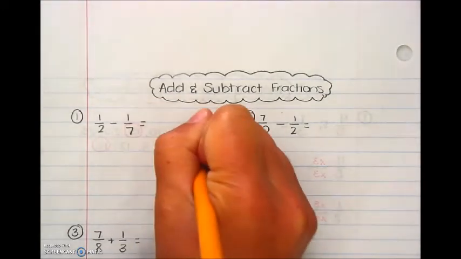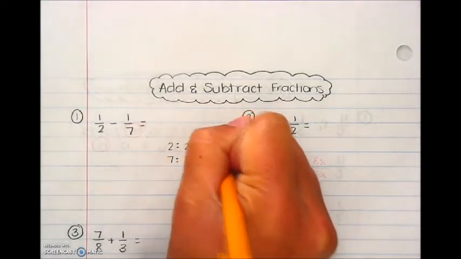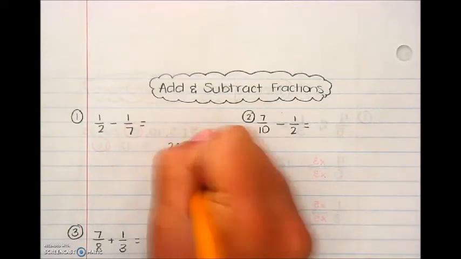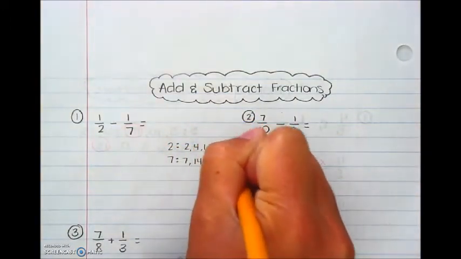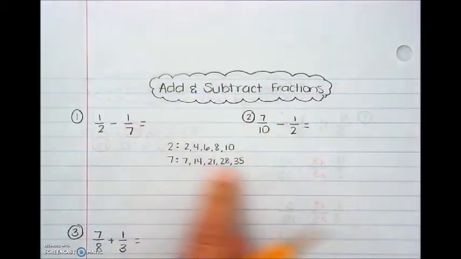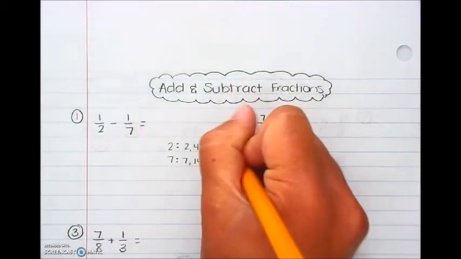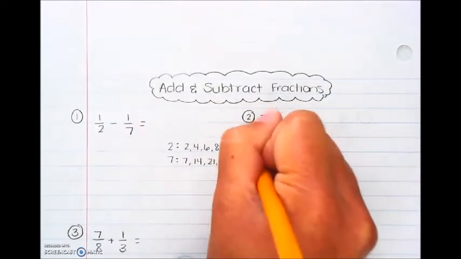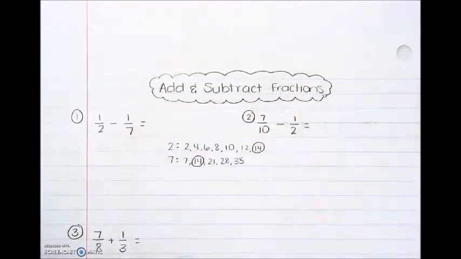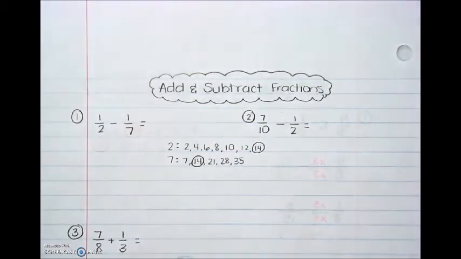So 2, 4, 6, 8, 10, and 7, 14, 21, 28, 35. So far I don't have anything in common on my list, but if I keep extending my 2, 12, 14, I see a common multiple of 14.